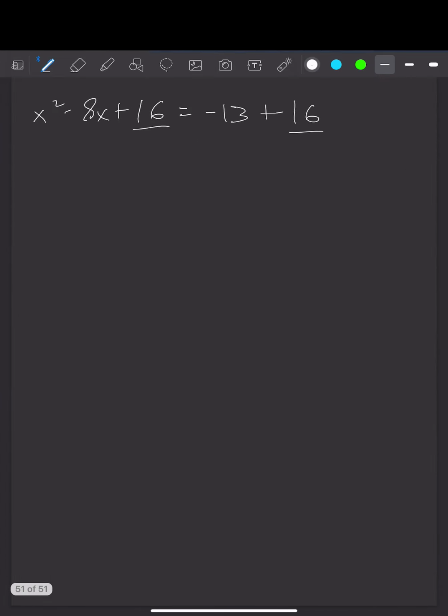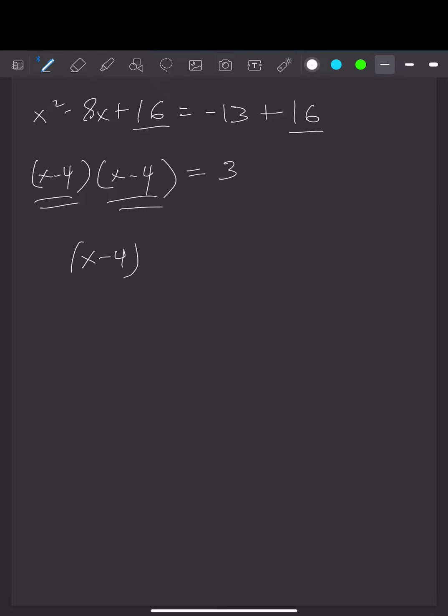Now, the right-hand side turns into a positive 3. But luckily here, what does the left turn into? Because you're able to factor this. It's the same as x minus 4 times x minus 4. So when we do completing the square, the left-hand side tends to be easier to factor, because the two factors are always the same. So what you could do is x minus 4 squared equals 3.